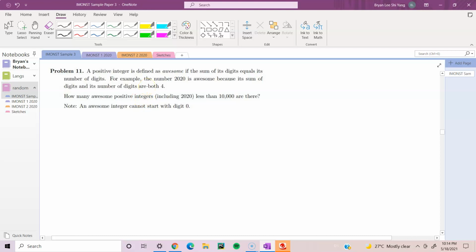How many awesome positive integers, including 2020, less than 10,000 are there? Then an awesome integer cannot start with digit 0. Okay? So if it's less than 10,000, the maximum number of digits is 4. Maximum 9999, right? Because less than 10,000, right?